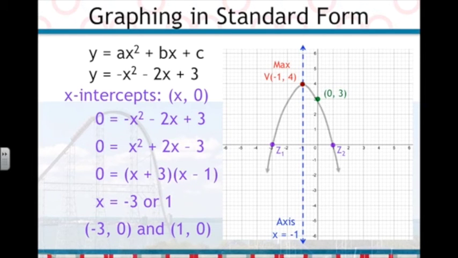Finally, all we have to do is connect the points we have with the curve. And we're finished with the parabola. Now that you've learned how to graph parabolas in either vertex or standard form, try some of the activities to practice finding these features and graphing them on your own.